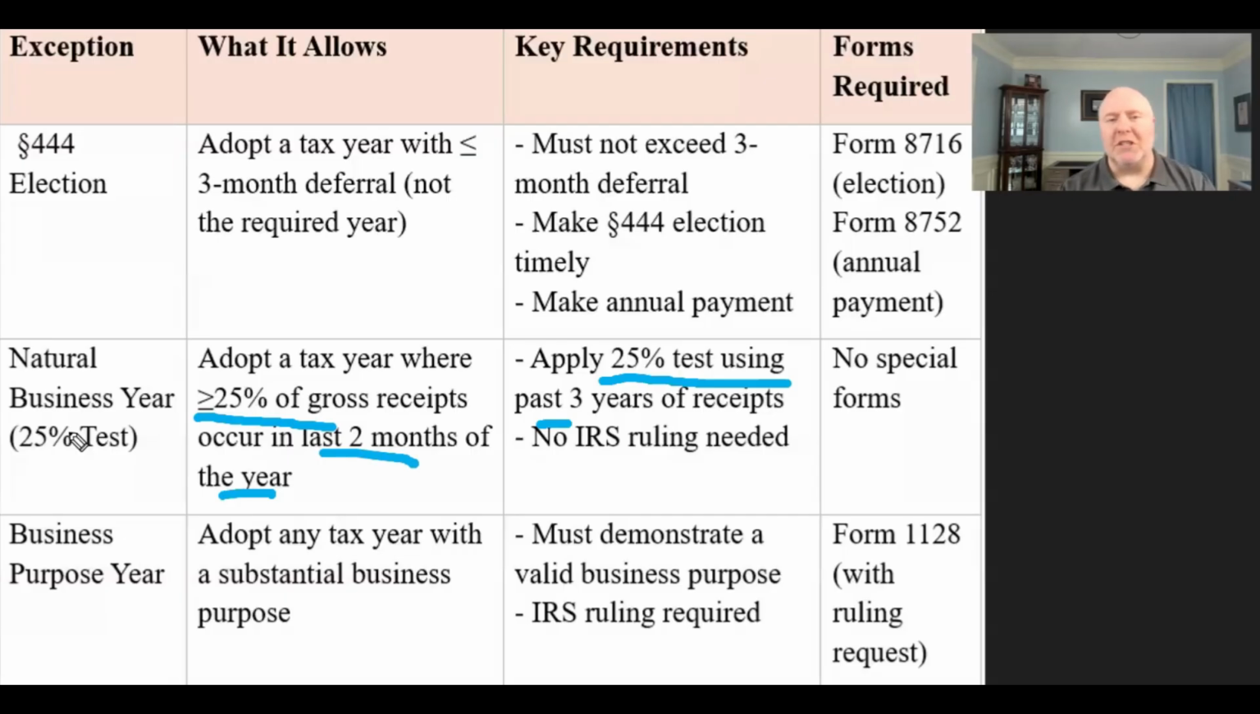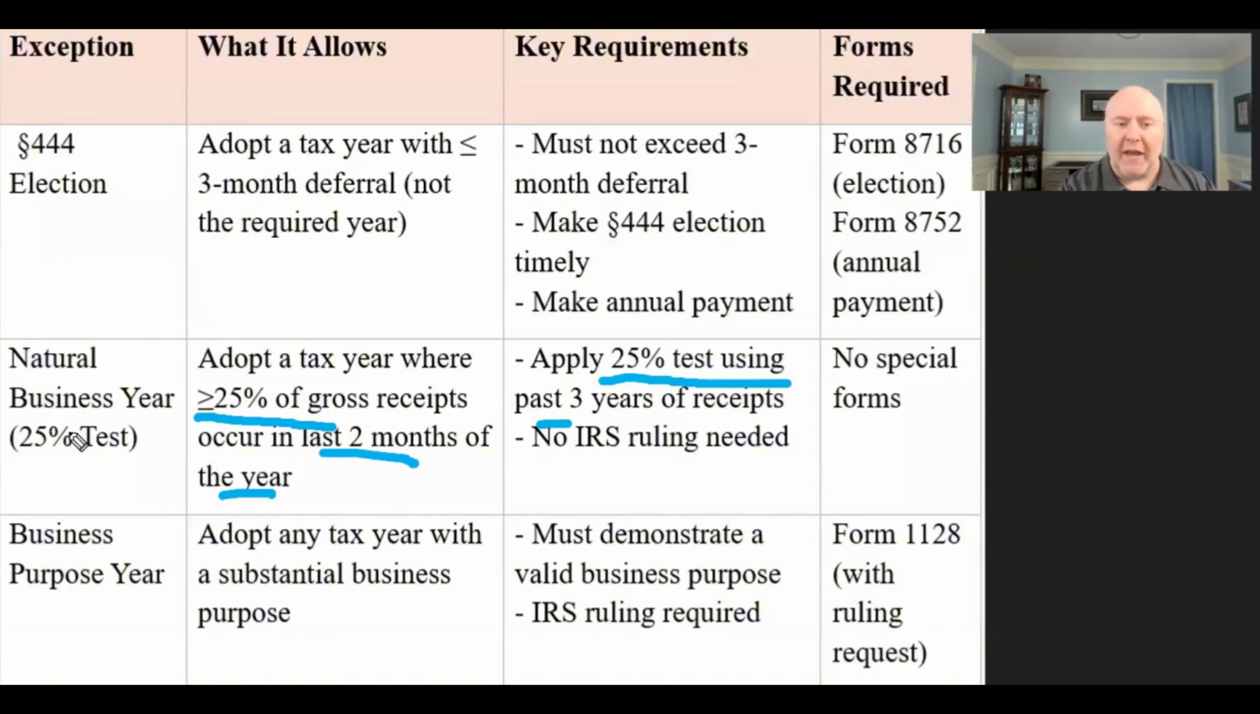And the third one is a more challenging one to do. This is a business purpose tax year. So we want to adopt a different tax year because we have a substantial business purpose. Now, this is different because we're not just using these formulas of 3 months deferral or 25% gross receipts. Instead, we have a business purpose that we want to use, and we are going to have to demonstrate that business purpose. And what has to happen is we request a ruling from the IRS to say, yeah, we're going to let you do that. So we've got to pay for this ruling. So that would be the approach to do the business purpose tax year.